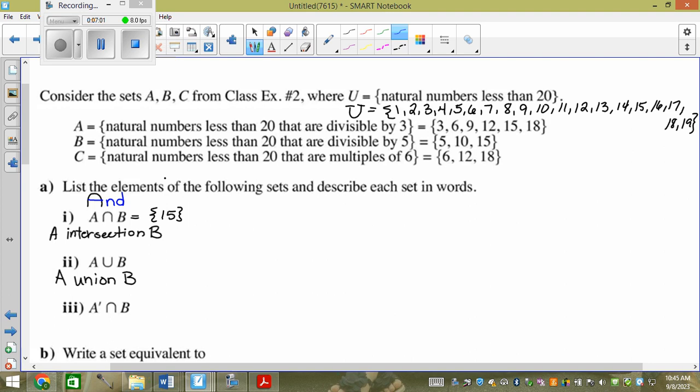What if it appears twice? Do I write it twice? No, I still only write it once. Like that 15, I'm not going to write it out twice. I'm just going to write it once. So if it's in A or it's in B, it gets listed. So or often means more.